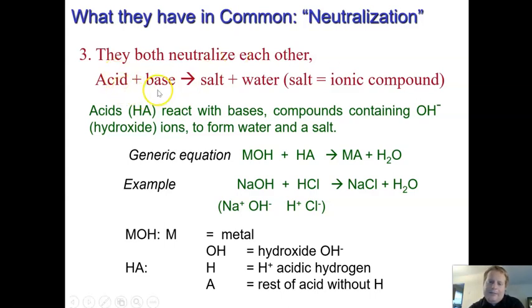An acid reacting with a base will produce salt and water. Remember, salt being an ionic compound. If you look at our formula over here, this is again something we've seen before, so it's kind of convenient. This is a double replacement reaction. Na swapped with H plus.